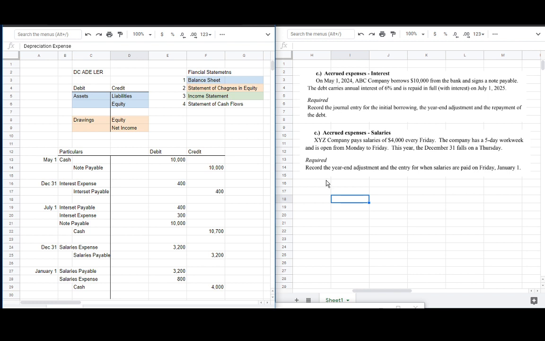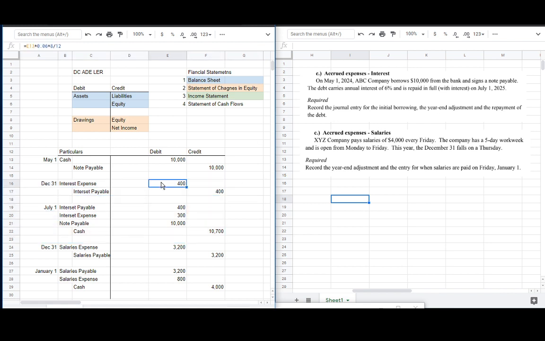On May 1, 2024, ABC Company borrows 10,000 from the bank. So we debit cash and credit notes payable. The debt carries an annual interest of 6% and is paid in full with interest on July 1. So how many months is it from May to July? It is a total of 14 months. Record the initial borrowing, the year-end adjustment on December 31, and the repayment of the debt on July 1.